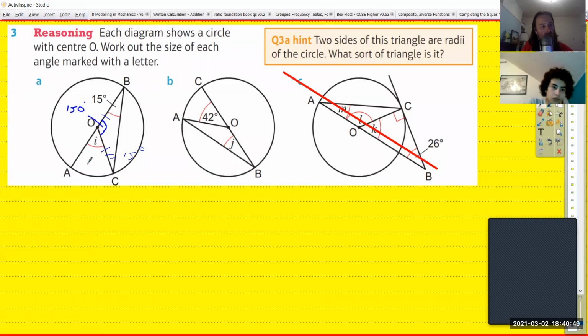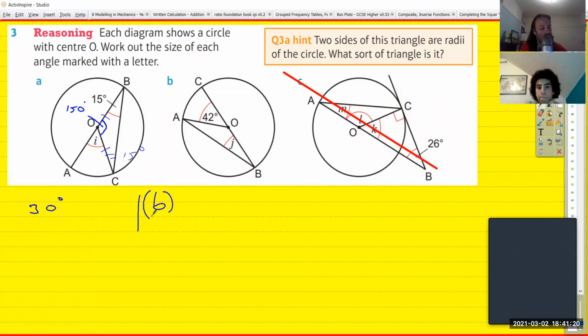And so angle I? I'm not sure. It's on a straight line with 150. Oh, it would be 30. That's it. And so you might notice that these 2 added together gave you that one. Or you can do it, you know, step by step. Okay, how about B?